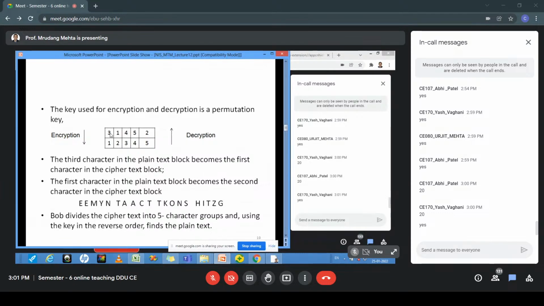I guess you have understood it. Let's see how the encryption is carried out. So this is our ENEMY. So what is third? That comes first. What is first? That becomes second. What is fourth? That becomes third. What is fifth? That becomes fourth. What is second? That becomes fifth. Is that clear?